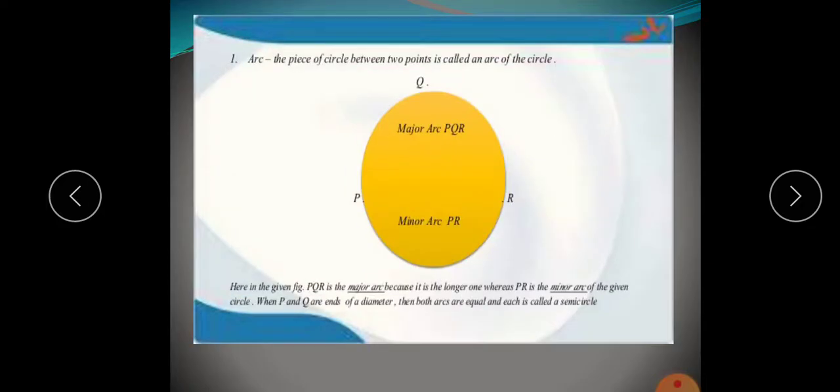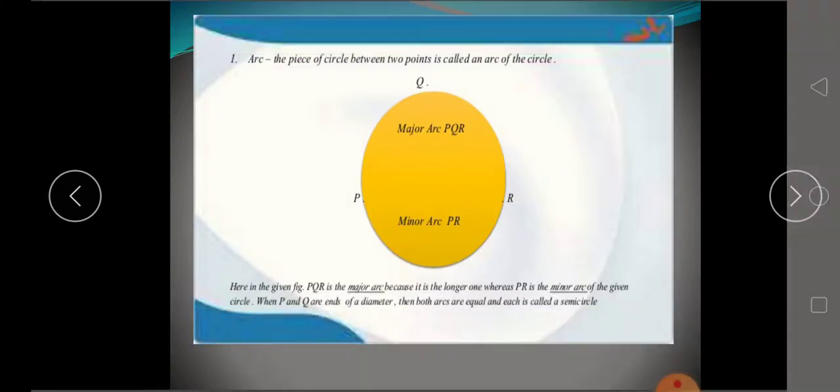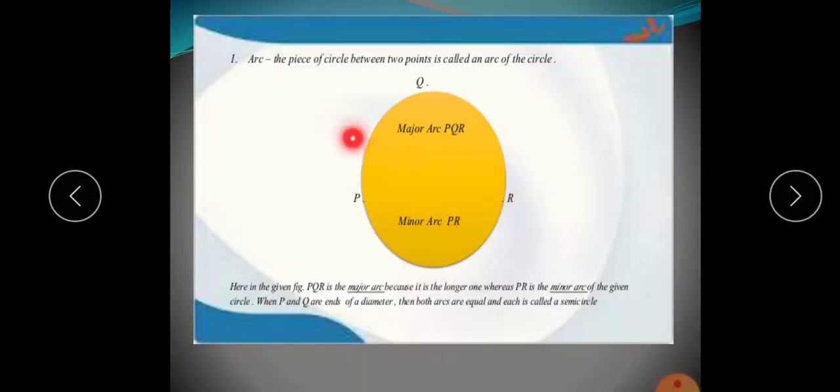And now we know, if you see, the circle can be divided into two pieces. One is major arc, one is minor arc. So now if you see, PR is minor arc, PQR is major arc. Which is arc? A part of a circle is called an arc. Now PQR and PR are two parts. PQR is bigger than the PR. So this black line is called minor arc and this PQR is major arc.